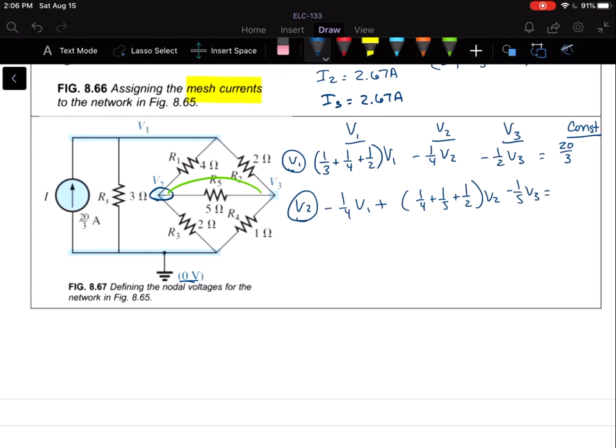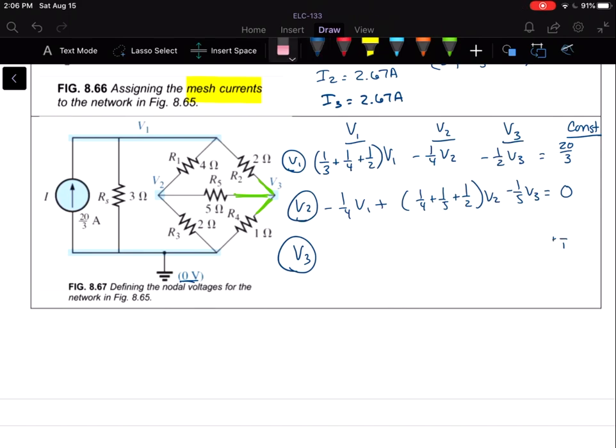And then we're going to put any current sources entering or leaving V2 on the right hand side, and we don't have any, so that's going to be 0. Okay, so now we're ready for our V3 equation. So we're going to start with V3. So anything connected to the V3 node we're going to add down here, and that's going to be 1/2 plus 1/5 plus 1/1 V3.